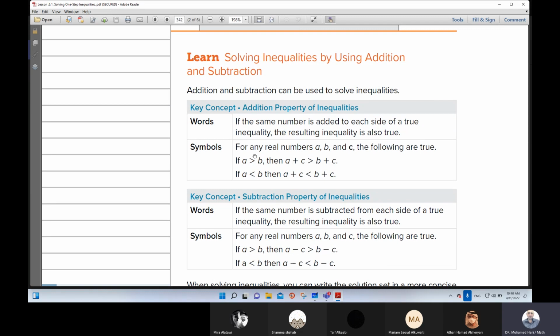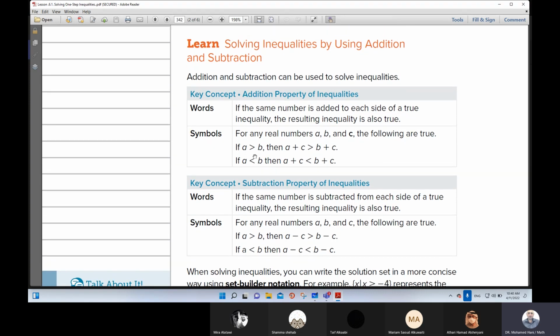Now we want to learn solving inequalities by using addition and subtraction. Addition property of the inequalities. If you have the inequality A greater than B, and you add the same number to the two sides, you have a true inequality, with no change in the sign. As you see here, A plus C, and here B plus C, and we have the same sign, no change in the sign.